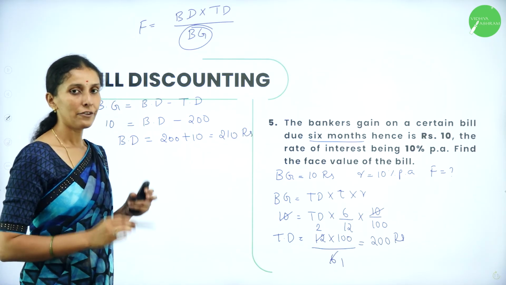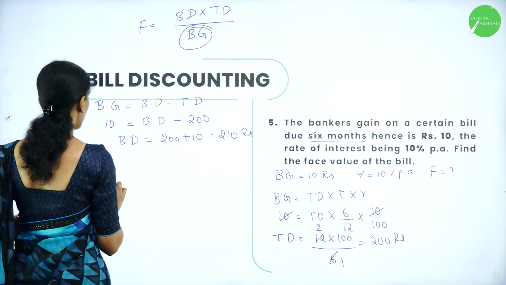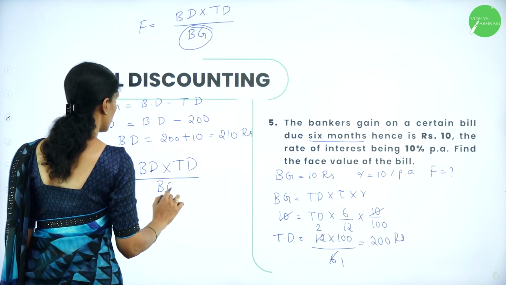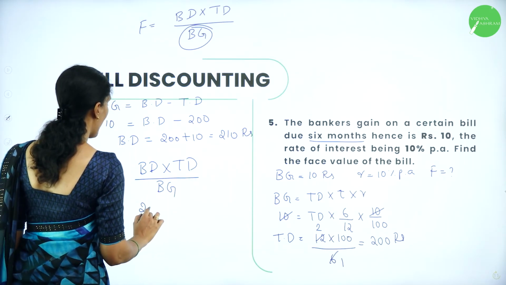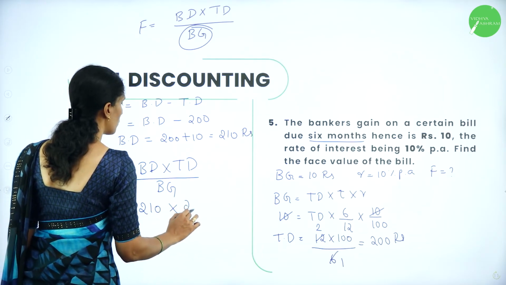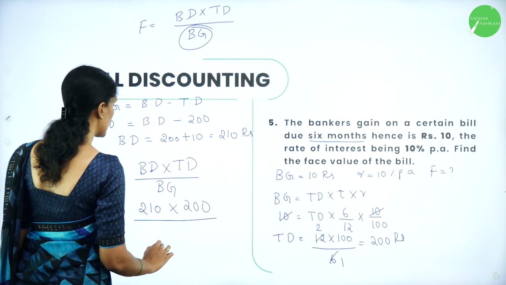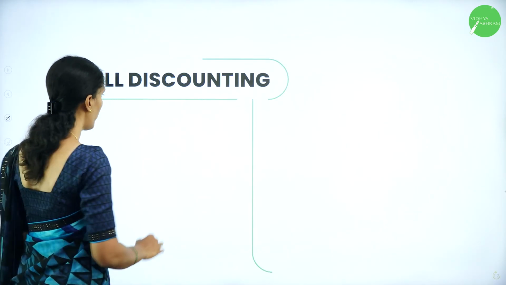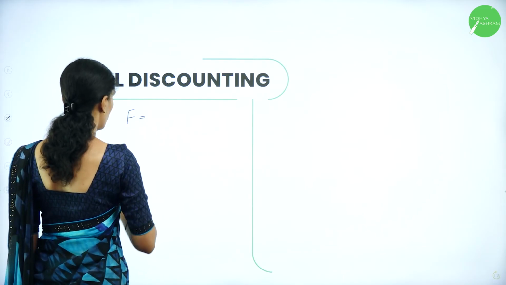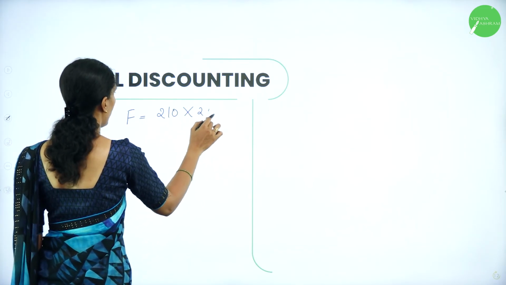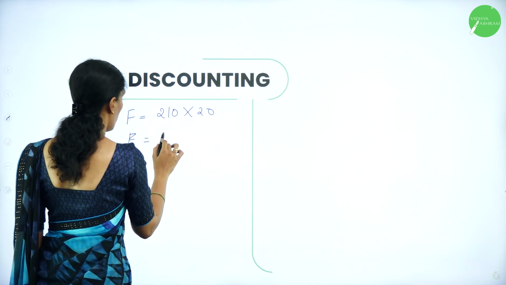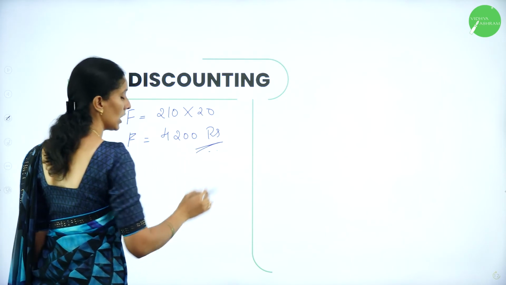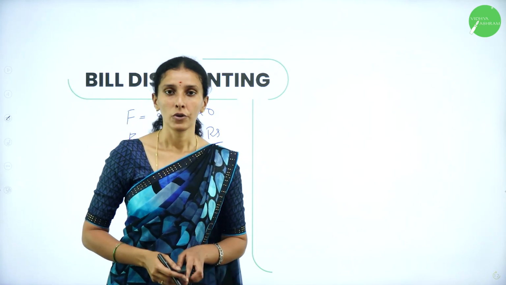Now I can calculate the face value of the bill. So F is equal to BD into TD divided by BG. So that is, your banker's discount is 210, true discount is 200, banker's gain is 10. So this is 210 into 20, that is F is equal to 210 into 20, F is equal to 4,200 rupees. So the face value of your bill is 4,200 rupees.